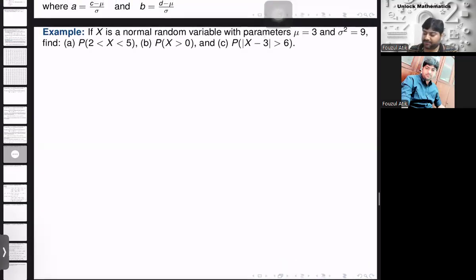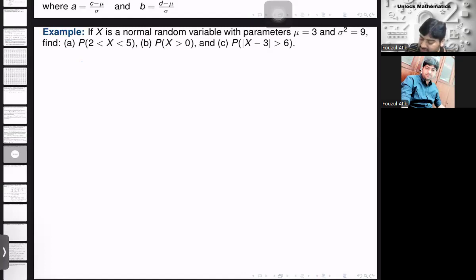So look at this problem. It asks that if x is a normal random variable with parameters mu equal to 3 and sigma squared equal to 9, find this probability. Our aim is to find the probability of this, but we have seen that the normal probability density function is e power minus x square by 2, where integration is very difficult. So in that case, we convert it into the standard normal variable, and then we use the standard normal table to find the probability.